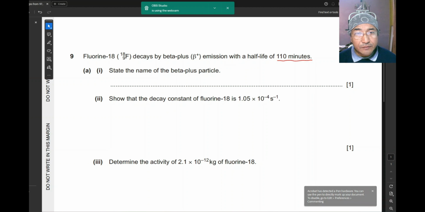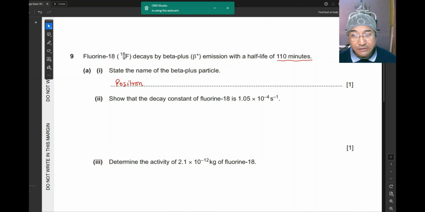We know that it is a positron. Now, the second question says, show that the decay constant of fluorine-18 is this. For that, we should first note the T half properly. T 0.5 should be equal to 110 minutes, and that's equal to 110 into 60 seconds.